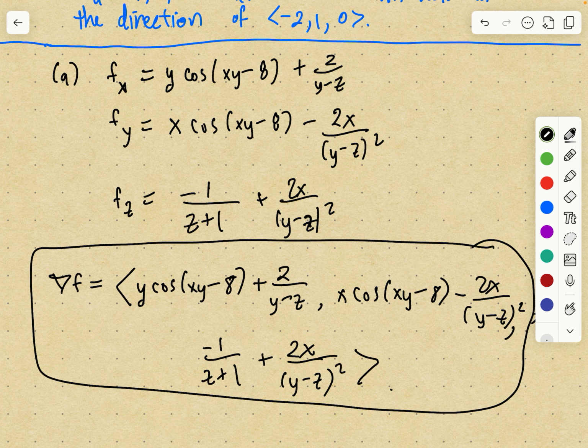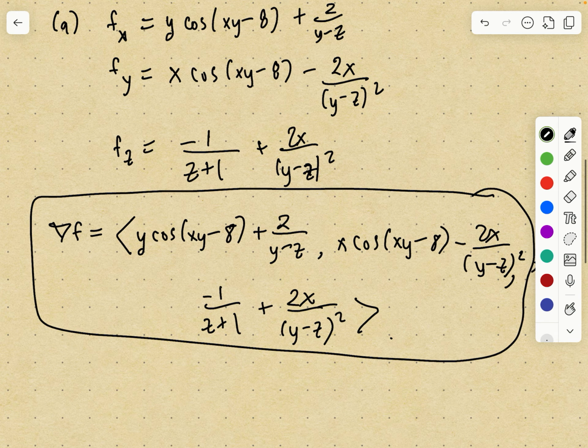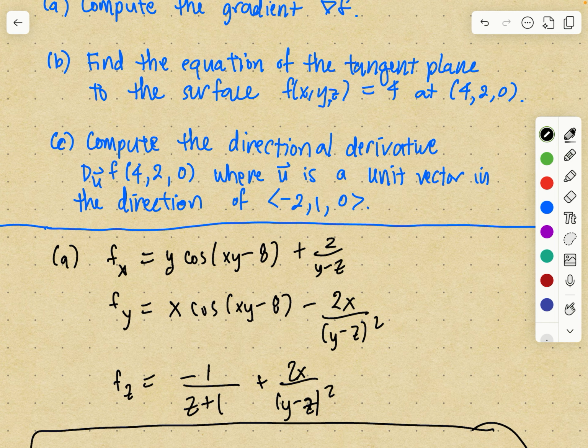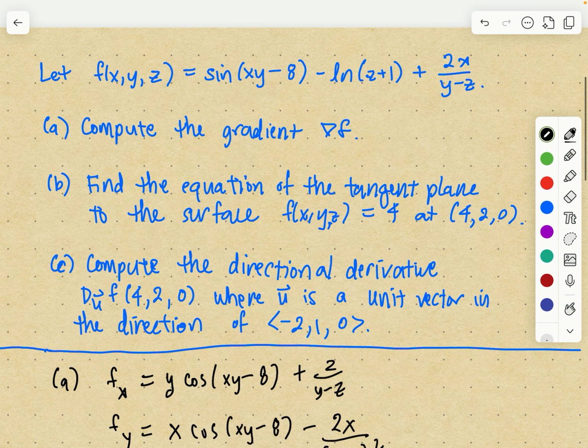And then for part B, it says find the equation of the tangent plane to the surface f(x,y,z) equals 4 at (4, 2, 0). So for something like this, okay, let's think about what the picture is. So when I have this function f of x, y, z, there are 3 independent variables, right? X, y, and z are independent variables. So you can't graph the function because you need 3 dimensions just for the domain, right?